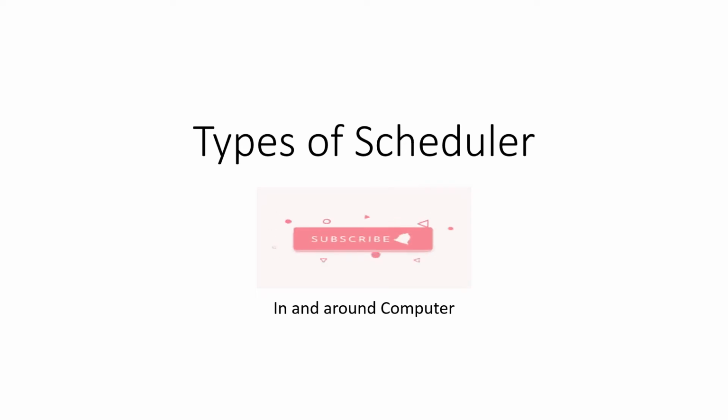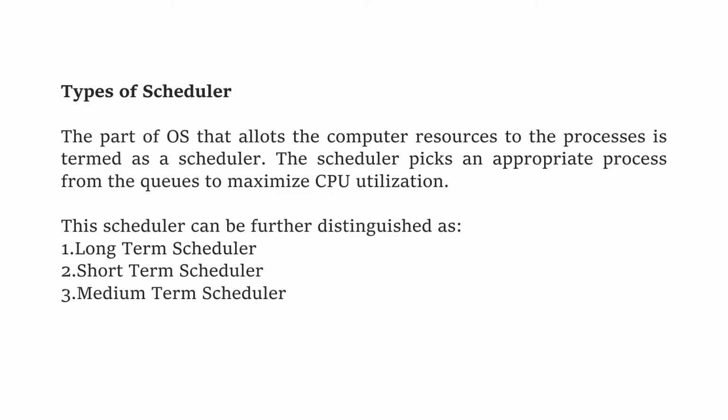In this video, we are going to see the types of scheduler in OS. Scheduler is a part of OS that allots the computer resources to the process. The scheduler picks an appropriate process from the queues, that is the scheduling queues that we saw in the previous video, to maximize CPU utilization. This scheduler can be further distinguished as long-term scheduler, short-term scheduler, and medium-term scheduler.